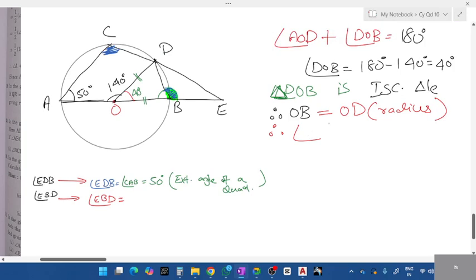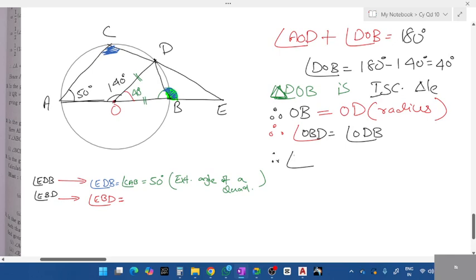Okay, if these two are radius, which two angles should be equal? In triangle ODB, which two angles should be equal? So you shouldn't write angle B and D. How will you name it? Angle OBD and ODB should be equal. Apply sum of interior angle triangle, students.